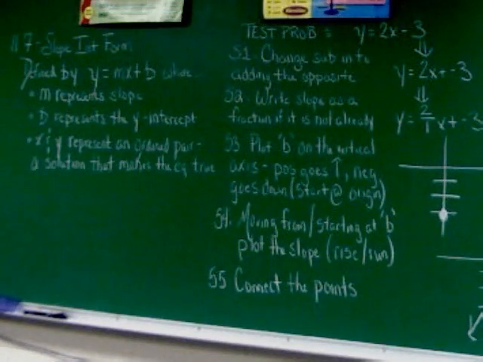X and y represent an ordered pair. An ordered pair is, of course, a solution that makes the equation true. Again, it's defined by y equals mx plus b, where m represents the slope, b represents the y-intercept, and x and y represent an ordered pair, which is a solution that makes the equation true.